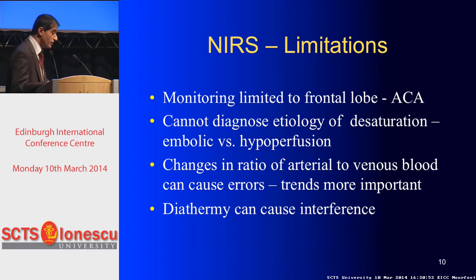Third, changes in the ratio of arterial to venous blood can cause errors. For example, anesthesia-related or positioning-related changes between the arterial and venous components in the microcirculation will reflect on the value of your NIRS signal. And finally, diathermy can also cause interference, which I don't think is a real problem, because when you really need it, which is during bypass or during circ arrest, I don't think diathermy would be used at that point.